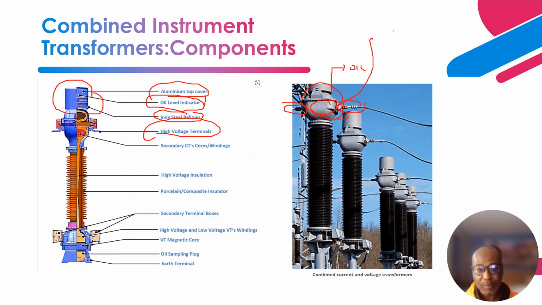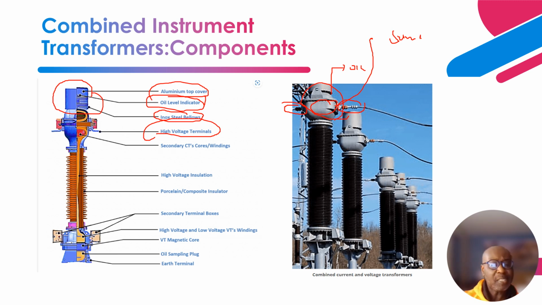During summertime peak loads, the oil expands, so the bellows should be able to expand to accommodate the expansion of the oil. On the other hand, during winter time, it contracts, so the bellows should be able to contract to accommodate the winter peak loads.